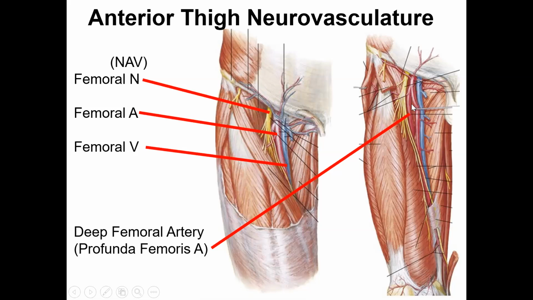If we go a bit deeper here, we can see the branching of the deep femoral artery, also called the profunda femoris artery, which is a branching artery that comes off of the femoral artery itself, and that will go deeper into the thigh and supply some of the deep thigh muscles that we spoke about. So we've got the femoral artery, and then branching off of that is the deep femoral artery.